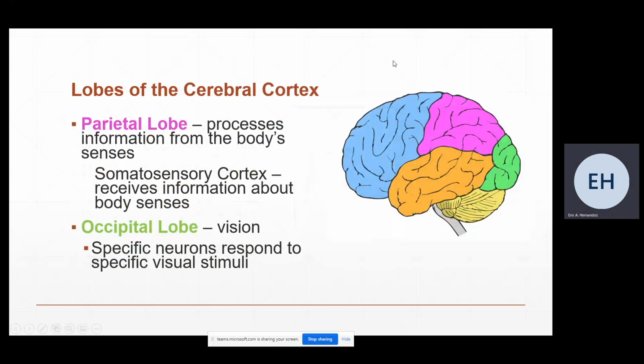Parietal lobe processes our body's information from the body's senses. It contains our somatosensory cortex. So this is where all of our body senses come in, and it travels out into our peripheral nerves and allows us to experience the senses: taste, touch, smell, all those things.